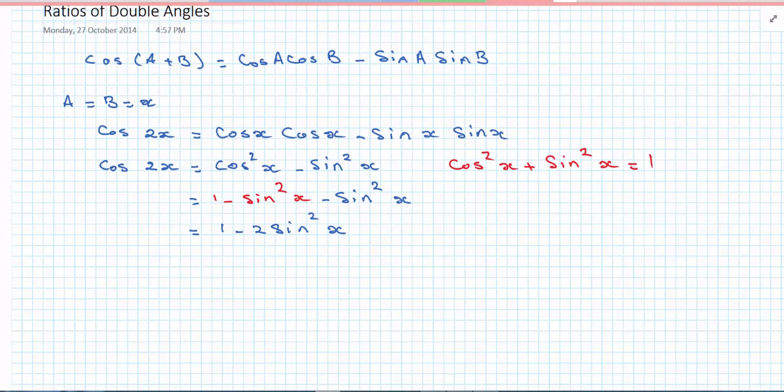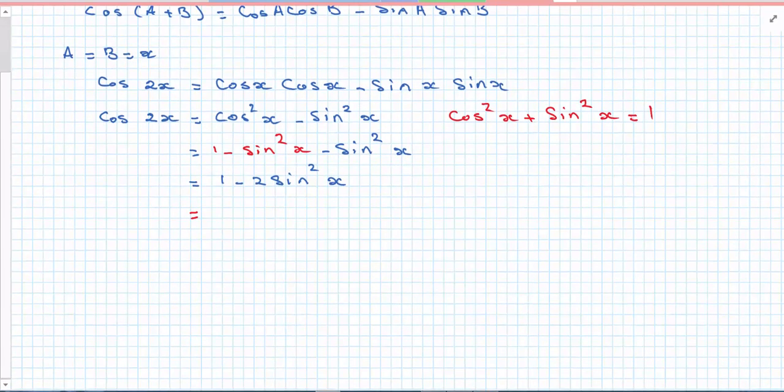Another substitution could be that we keep our cos squared, but we replace our sine squared with 1 minus cos squared. So because of the negative, that becomes negative 1 plus cos squared. So the result is 2 cos squared x minus 1.